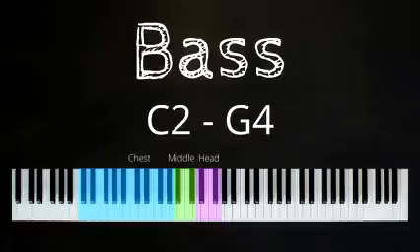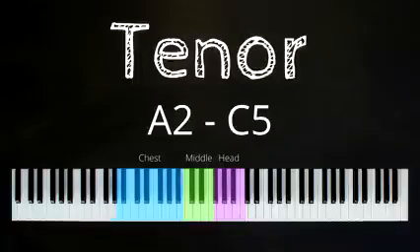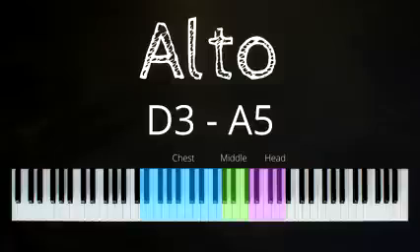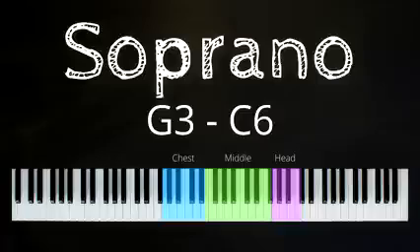The bass range is C2 to G4. The baritone range is F2 to A4. The tenor range is A2 to C5. The alto range is D3 to A5. The mezzo-soprano range is F3 to B flat 5. And finally, the soprano range is G3 up to C6.